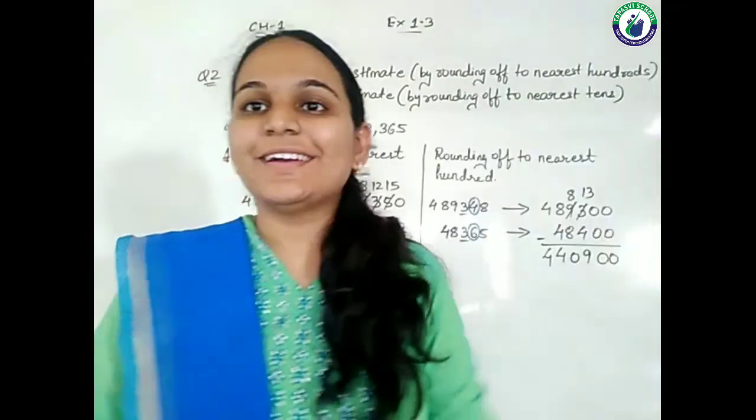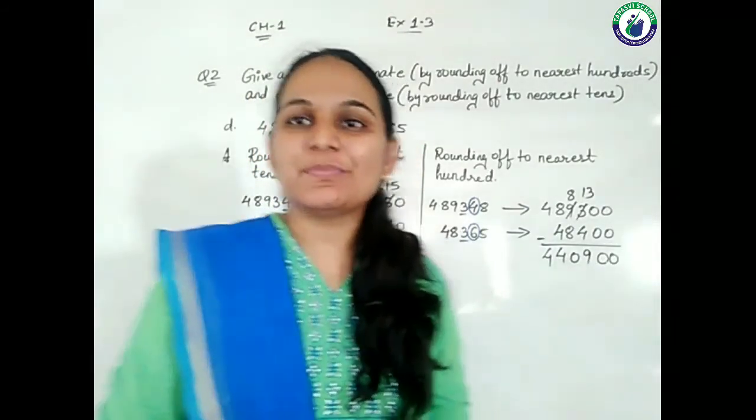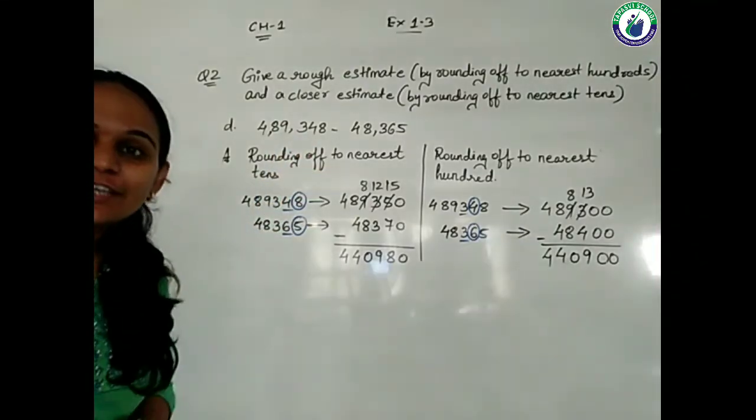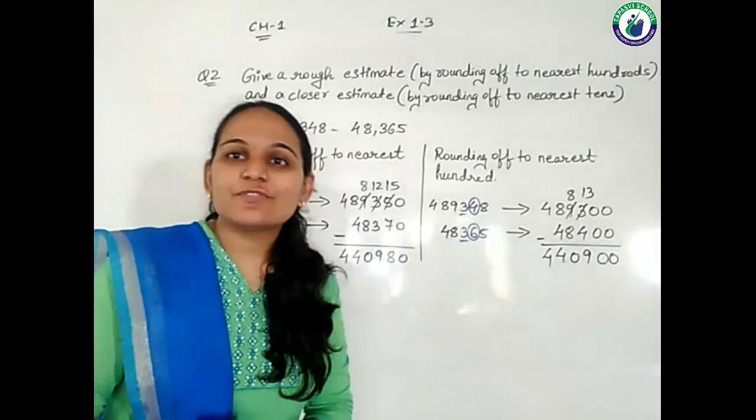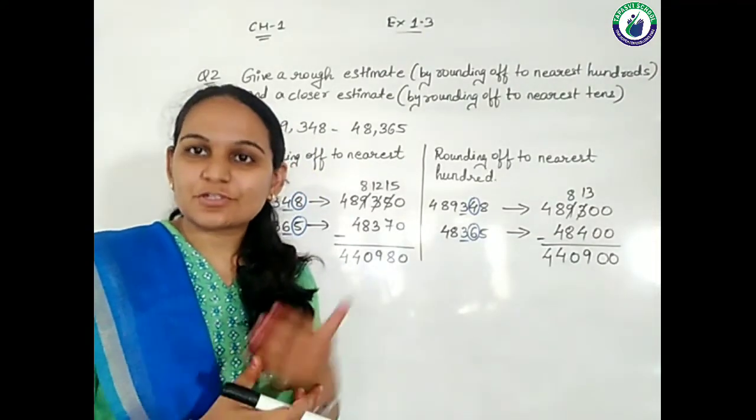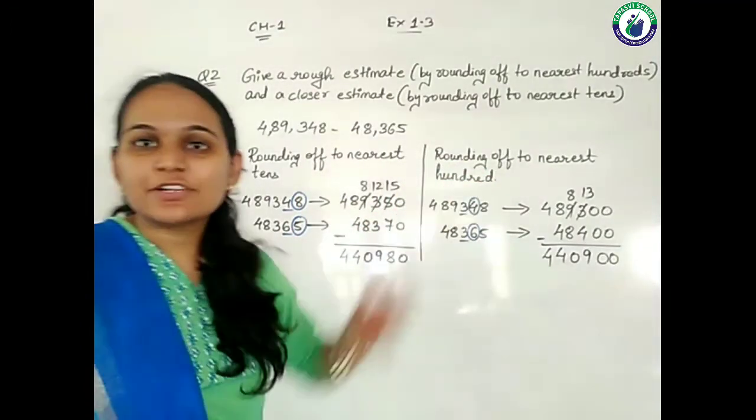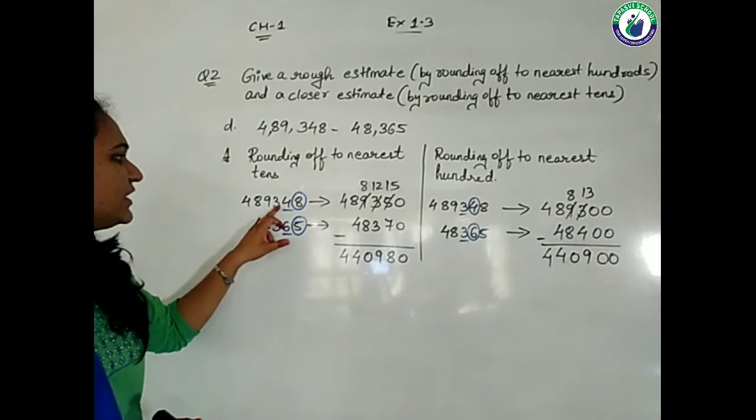Okay students, now let's see the last question of this question number 2. That is 4,89,348 minus 48,365, right? So let's see the solution of it. First we'll round to the nearest 10, then we'll round to the nearest 100. See, 4, 8, 9, 3, 4, 8.